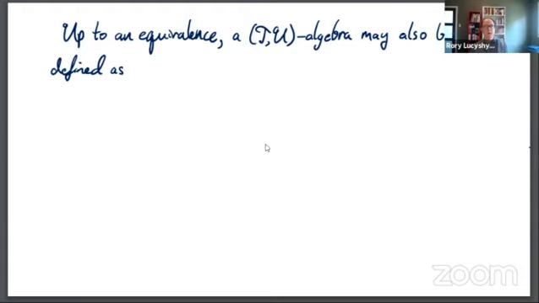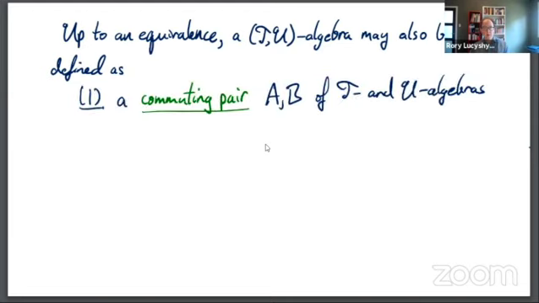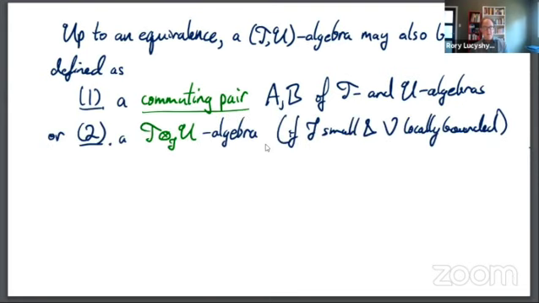Okay, there are some equivalent descriptions of TU algebras. Up to an equivalence, a TU algebra may also be defined as, firstly, a commuting pair of T and U algebras. Those are T and U algebras respectively on the same carrier object that are required to commute in a certain well-known sense. That's an equivalent description of TU algebras, in fact, up to an equivalence. And then secondly, we can describe TU algebras also as algebras for the tensor product of J theories, T tensor sub J U, if we can form that.